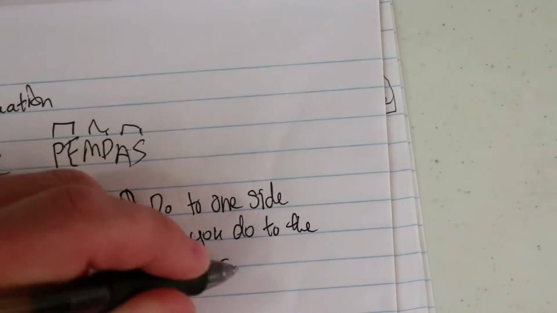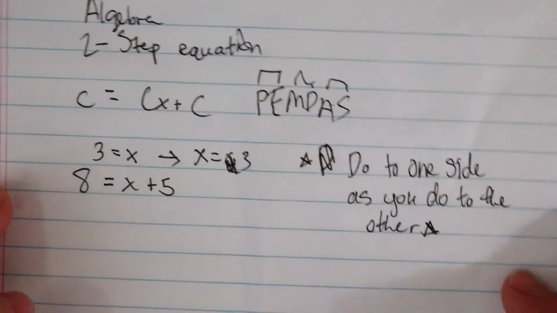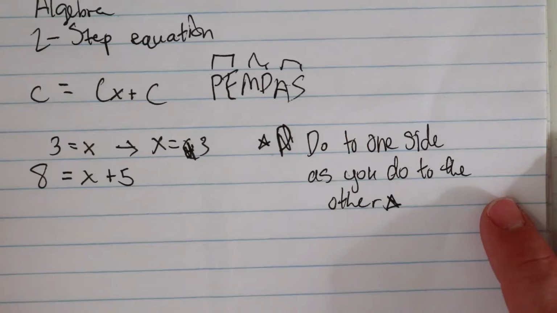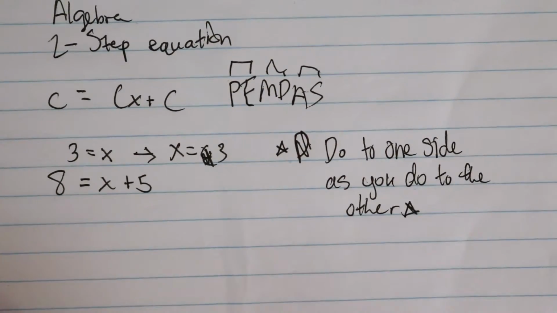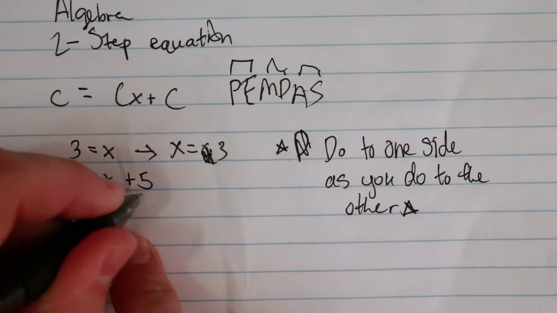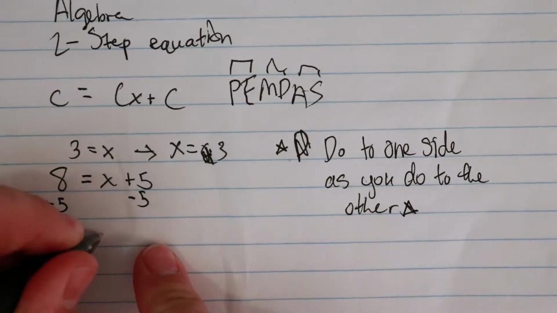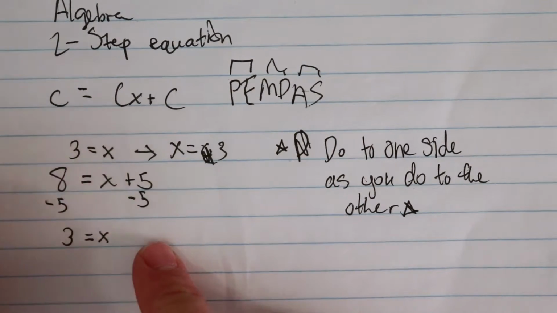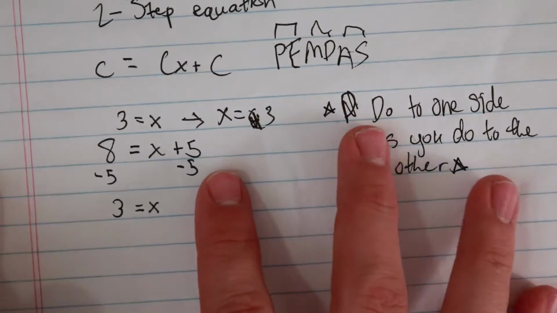And the way I was taught this, and I remember 5th grade, the teacher said it was like kids. If you do one thing to one kid, you have to do that to the other kid. So if we subtract 5 from both sides here, then we get again x equals 3. And so that's how we can denote this as well.